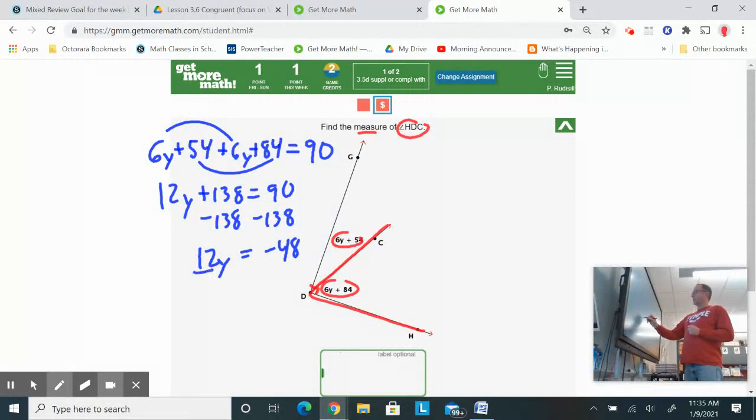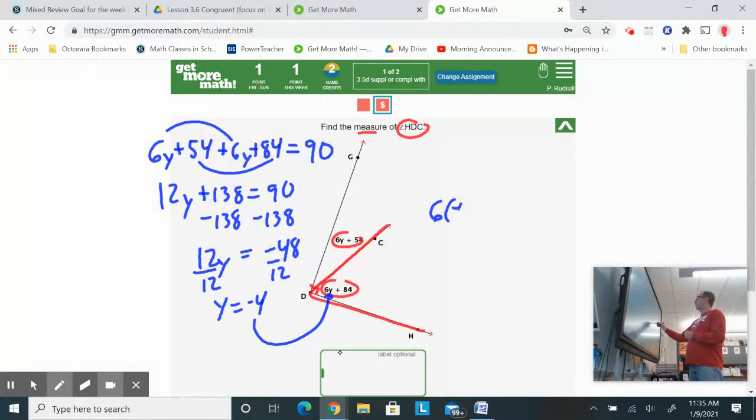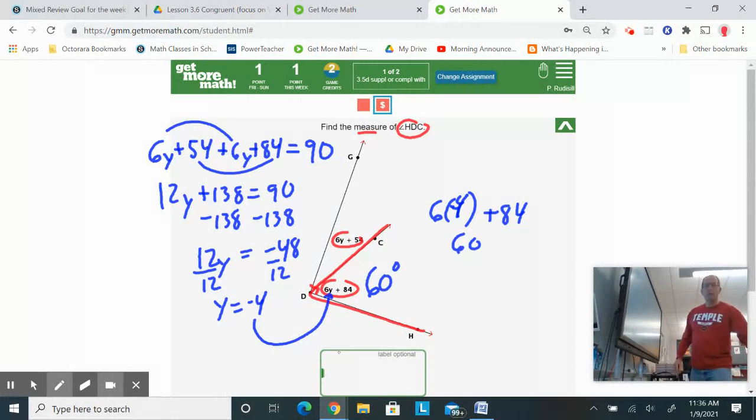But in this case, when we divide by 12, we get y by itself. We get -4. I take that -4, substitute in. So I get 6 times -4, plus 84. Use that old handy-dandy calculator, tap that in, and you end up with a positive 60. So 60 degrees should be my answer.